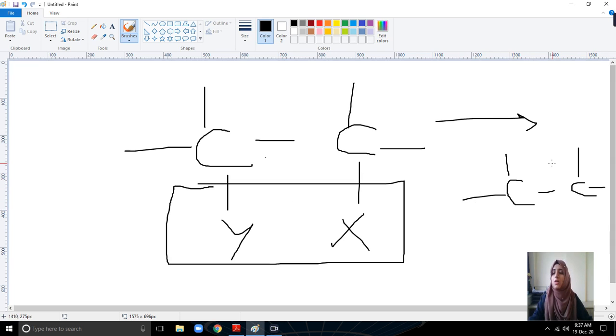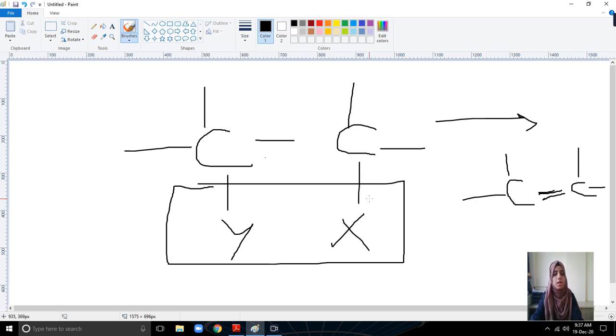See, the valency of carbon atom is 4, but in this compound you can see I have drawn only 3 bonds. So you have to add one more bond here. Now it is a stable product which is alkene. So it is the elimination reaction.